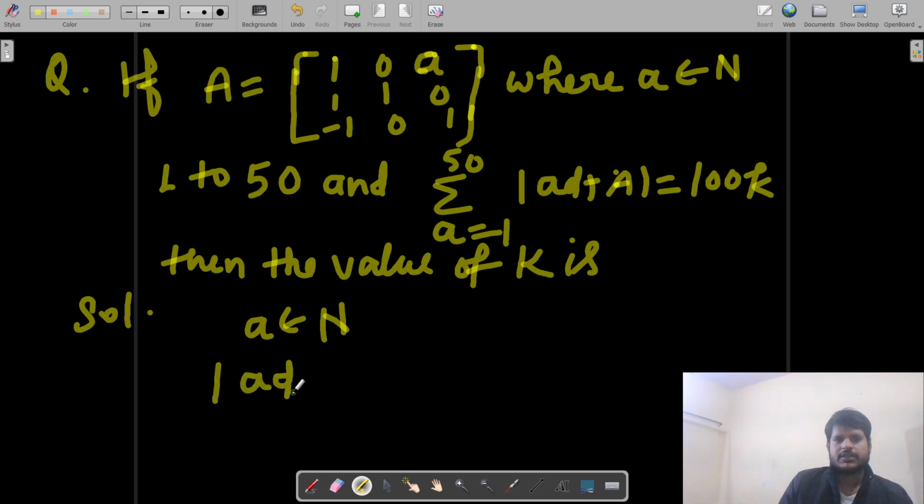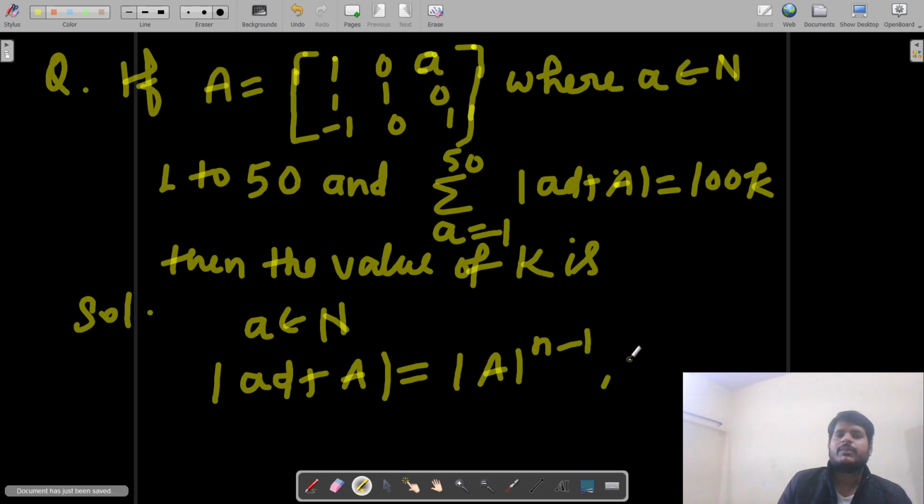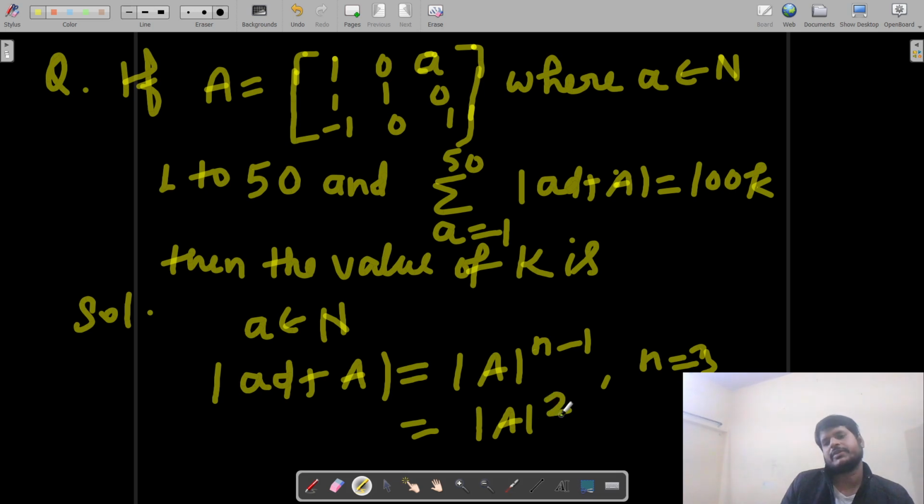Determinant of adjoint A is equal to determinant of A raised to the power n minus 1. In the present problem, n means the order of the matrix. So in this case we have n equal to 3. So this becomes determinant of A raised to the power 3 minus 1, that is 2. Now, what is the determinant of A? This we have to find out.